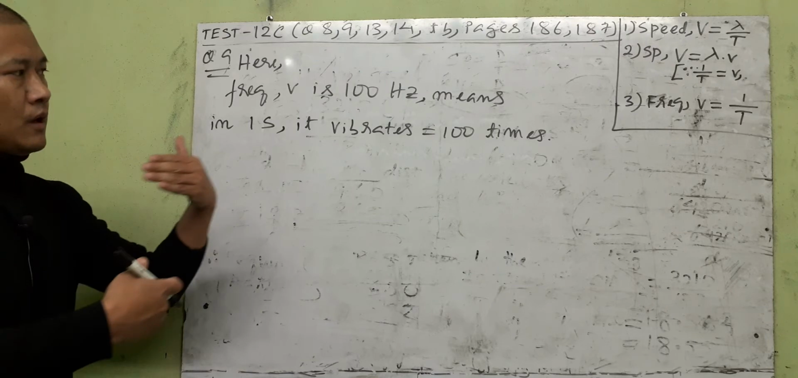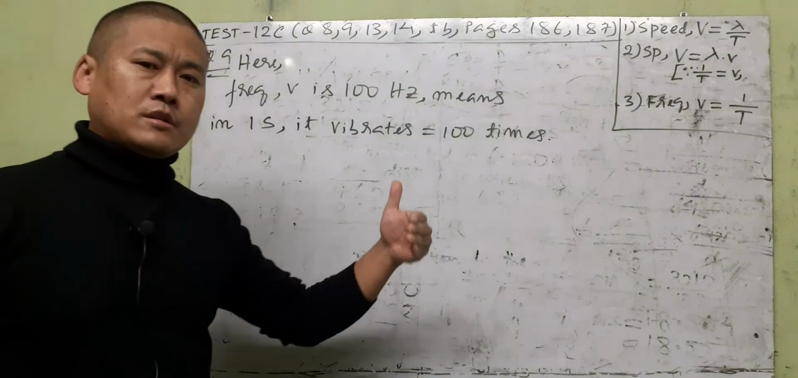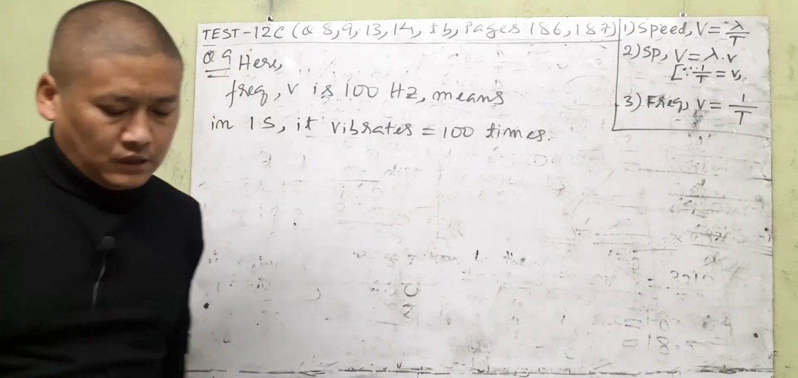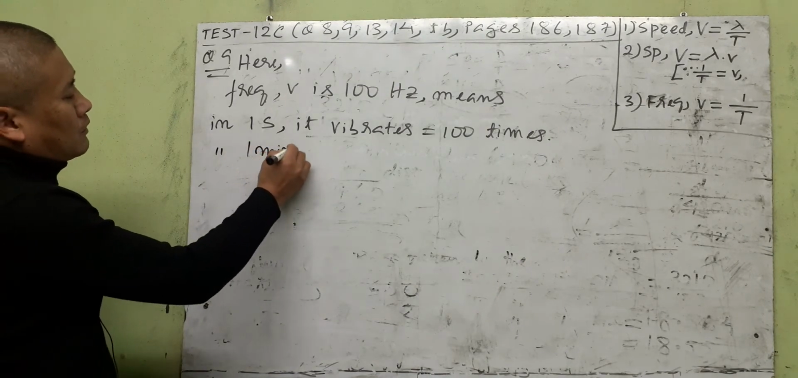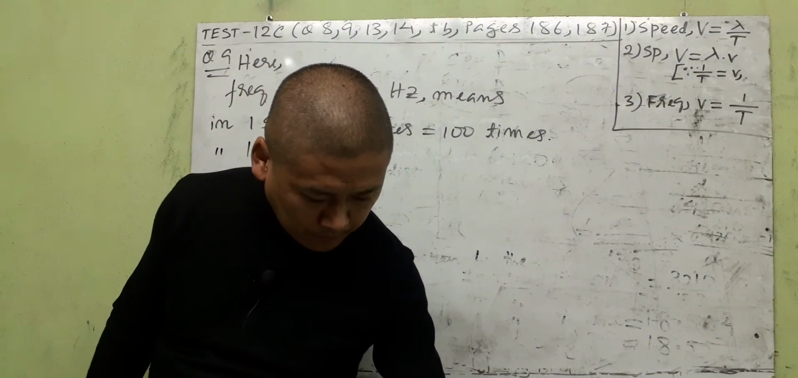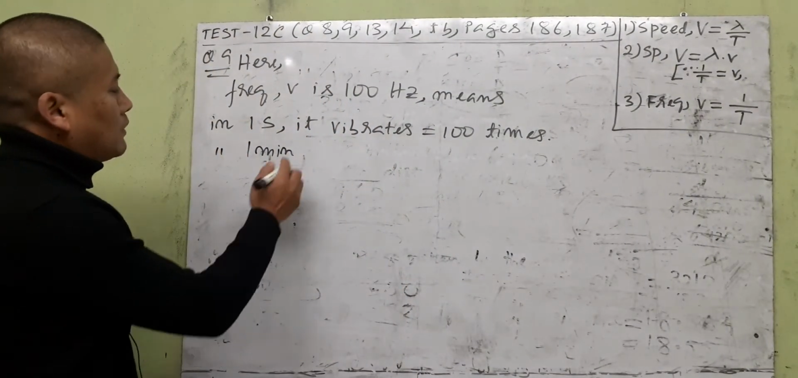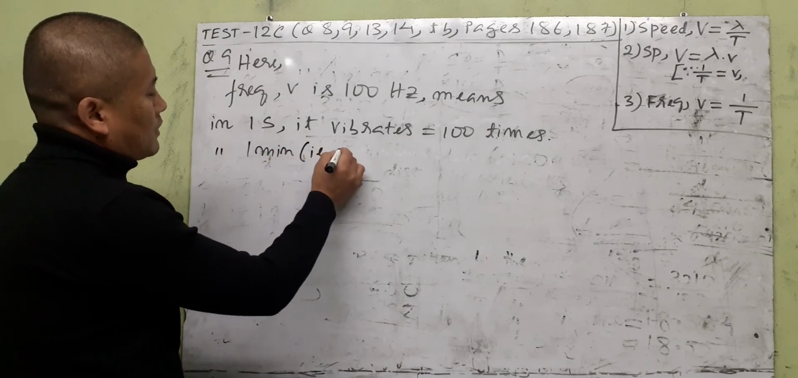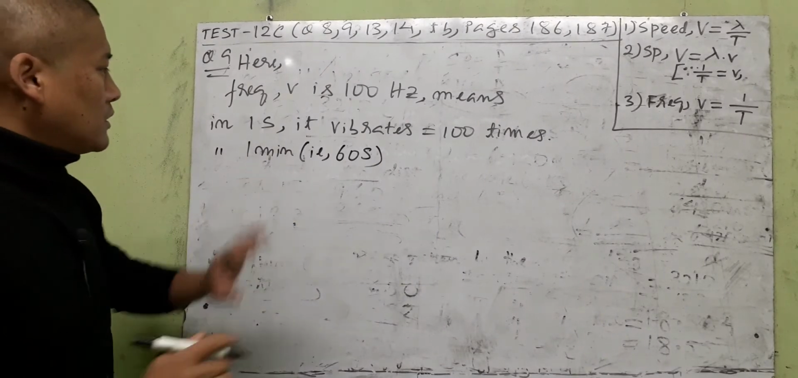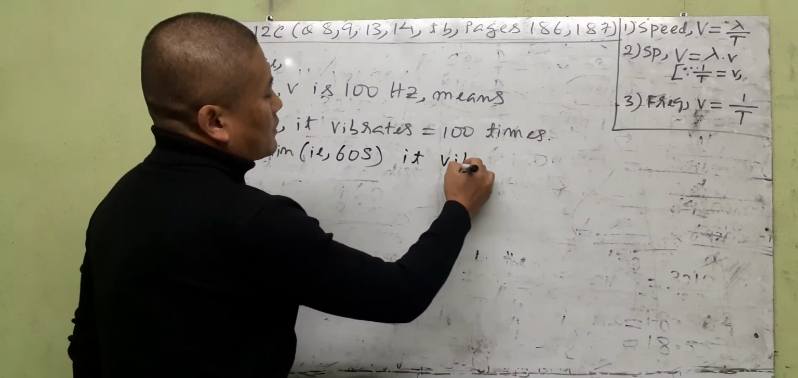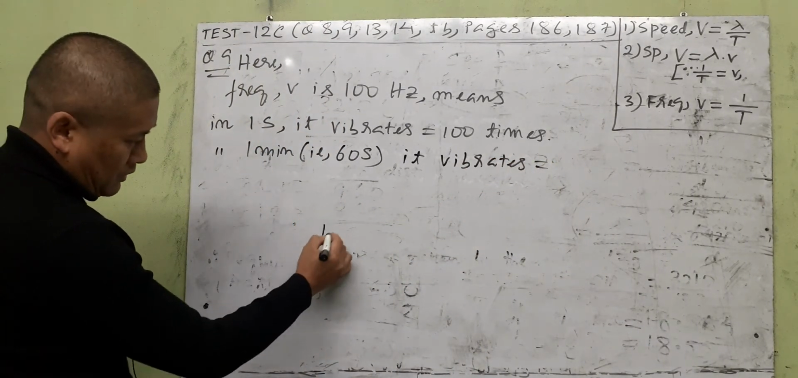200 means it is vibrating 200 times in 1 second. The number of times a sound vibrates in 1 second is called its frequency. Okay, we have learned this in the main chapter. So in 1 minute, go back to the question. How many times does it vibrate in a minute? In a minute means 1 minute. 1 minute contains 60 seconds. So in 1 minute or 60 seconds, how much does it vibrate? The question is asking. It vibrates equal to, okay, let us just do some analogy here.